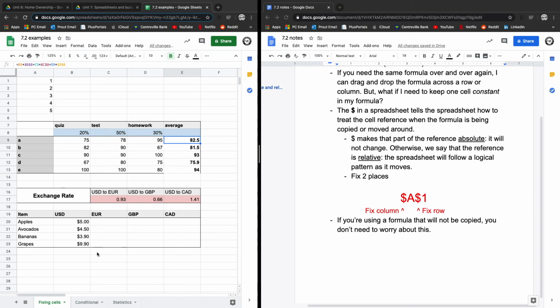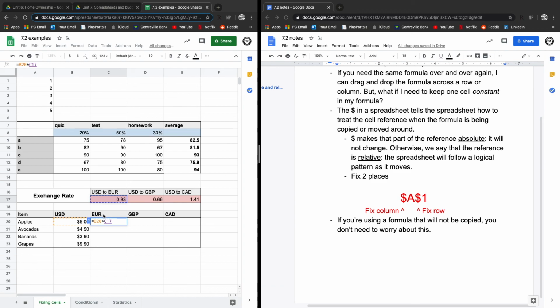A case where you're going to want to fix a row or a column, but not both, is going to be like this exchange rate problem. So I want to find what the price of an apple is in euros and pounds and Canadian dollars, and I've come up with these exchange rates here. All right, well, if I want to figure out the price in euros, I'm going to take the American price and multiply by the exchange rate.